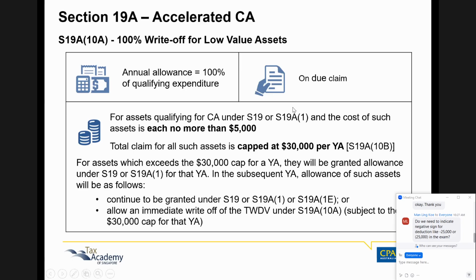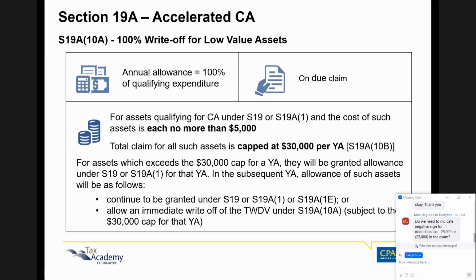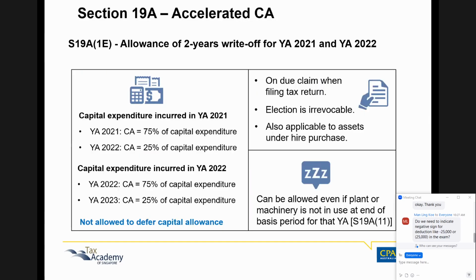Okay. But of course, if you look at it, let's say I'm a company that wants to max out the CA claim. The first thing that you'll go for is, if it's all these printers, etc., I want to claim all under 1 year already, because this one has no other rules except that it must be this type of asset that I claim. Then if you have small items, I look at whether I can max out my claim under 19A, 10A. For those remaining ones that I cannot, then I'll claim under the 2 years.